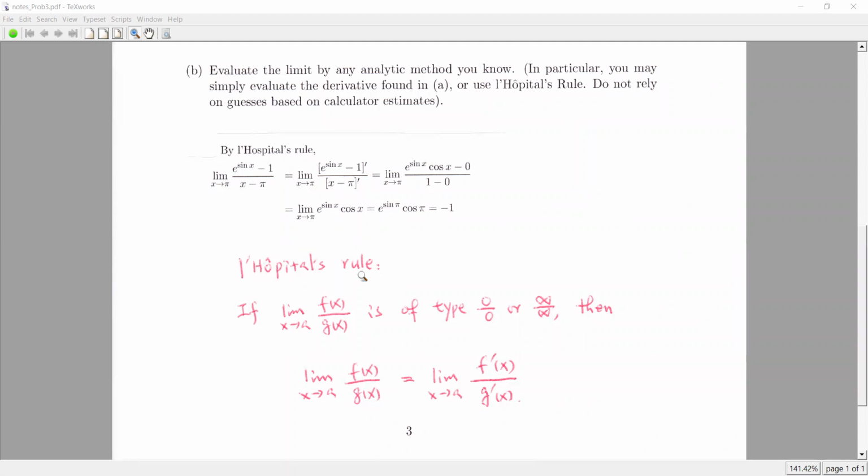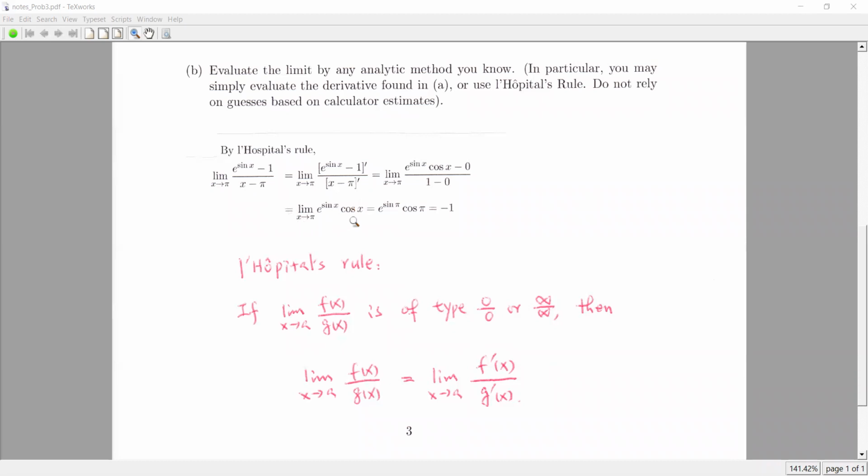By L'Hopital's rule, this limit is equal to this limit. Take derivative on the top over derivative on the bottom. This function e to psi of x derivative is this by the chain rule. 1 derivative is 0. x minus pi derivative is 1 minus 0. Simplify this fraction, then I have this equation.